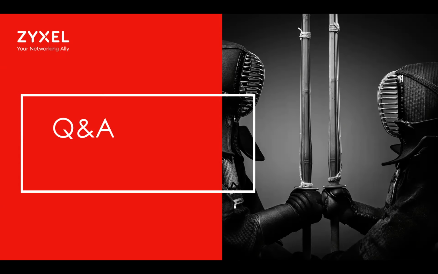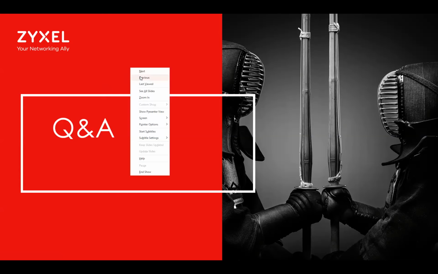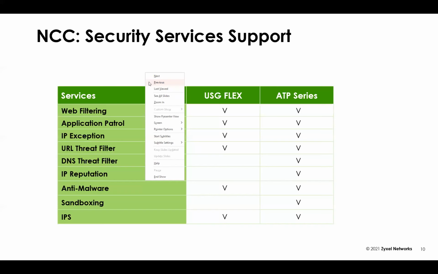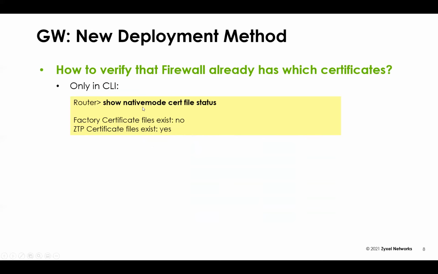Now, newer devices that have been shipped within the past couple of months should automatically have that ZTP installed directly from the factory. And again, what you can do is run this command. I'll go back so you can see it. You want to run the command here, show native mode cert file status, to see if you have the ZTP certificate. So if you purchased a firewall in the past month or two, it's quite possible that it already has a certificate on there. You just want to run this command in order to find out if that certificate is loaded on the unit.